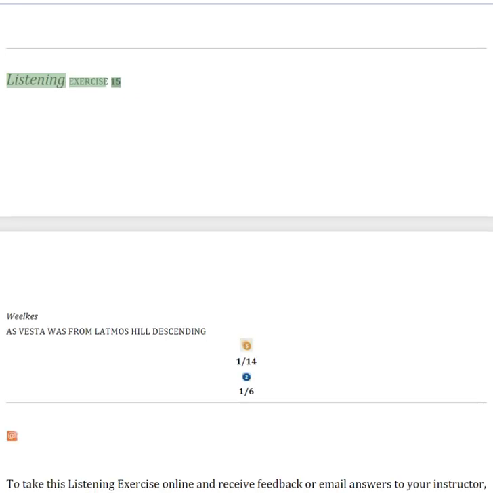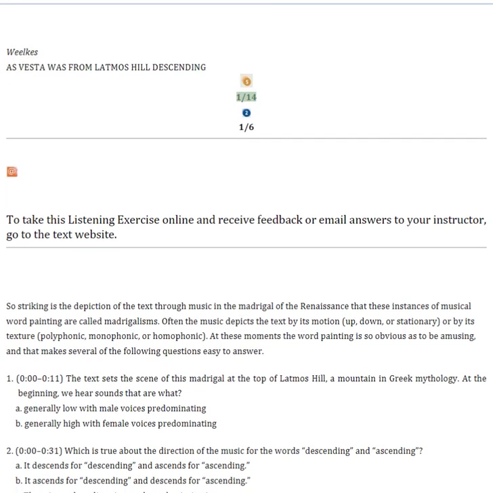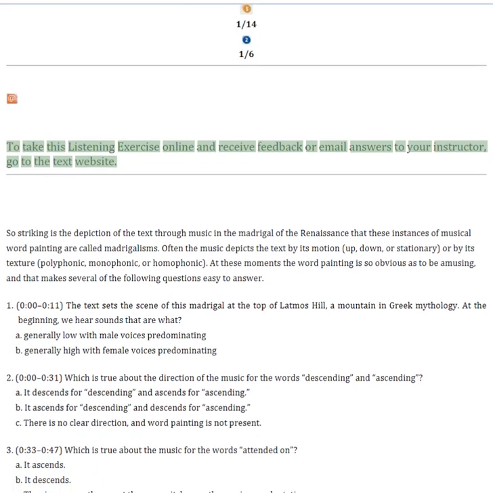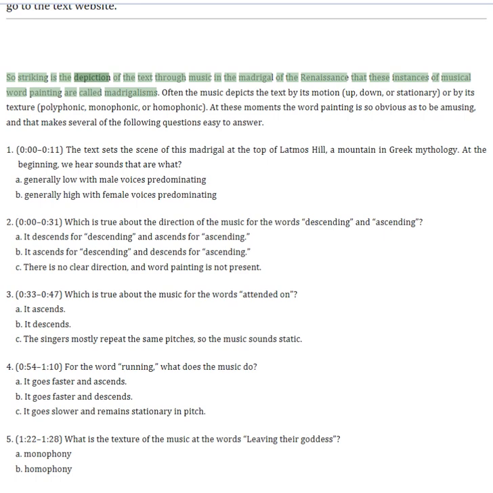Listening exercise 15. Weelkes. As Vesta Was From Latmos Hill Descending. 114. 16. To take this listening exercise online and receive feedback or email answers to your instructor, go to the text website. So striking is the depiction of the text through music in the madrigal of the Renaissance that these instances of musical word painting are called madrigalisms.